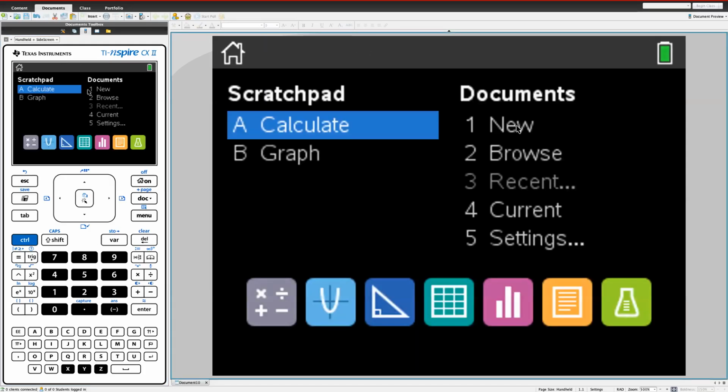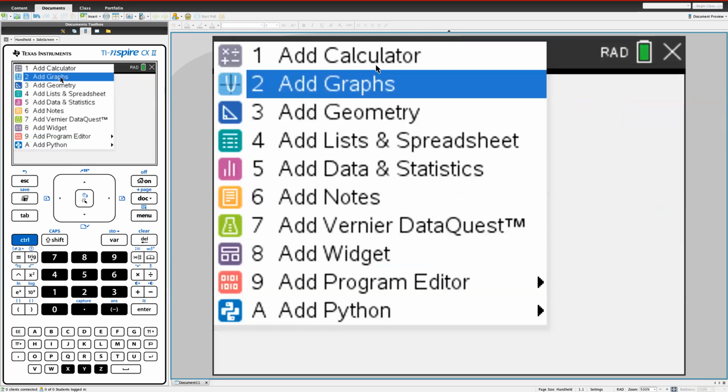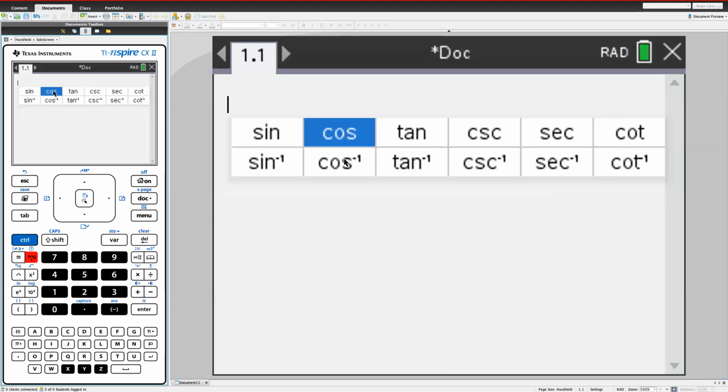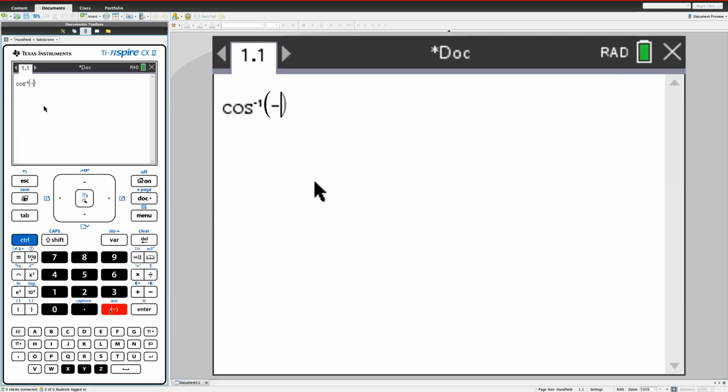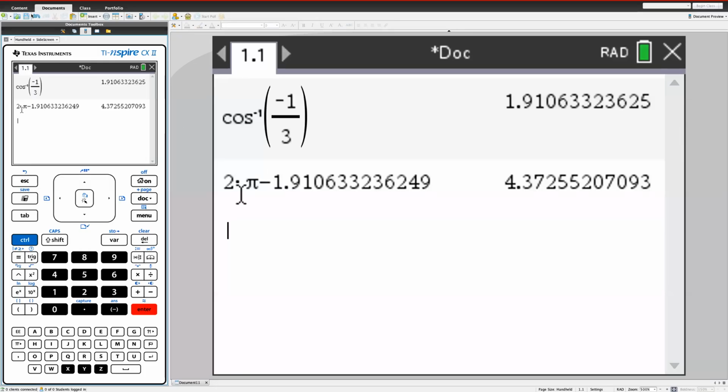for some reason it's just not working when it's on the side screen. And so when I come over here to calculator, I want to type in the cosine inverse. So trig cosine inverse of -1 divided by 3. And that gives me 1.91. So I'm going to take 1.91 back over. And I also need to find the other values.